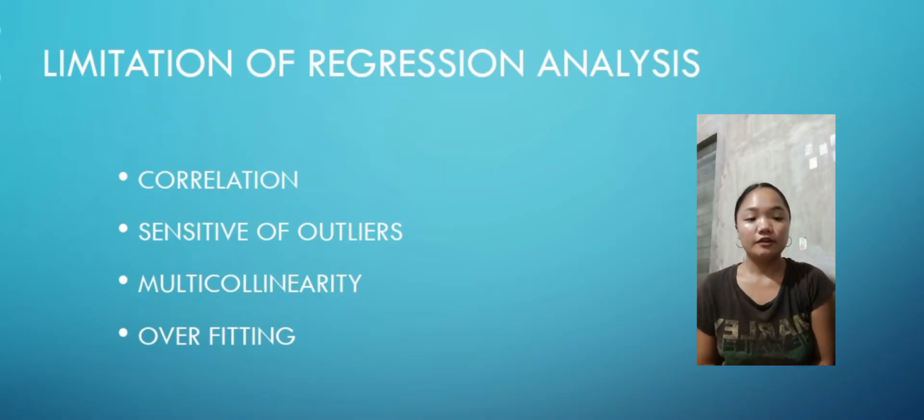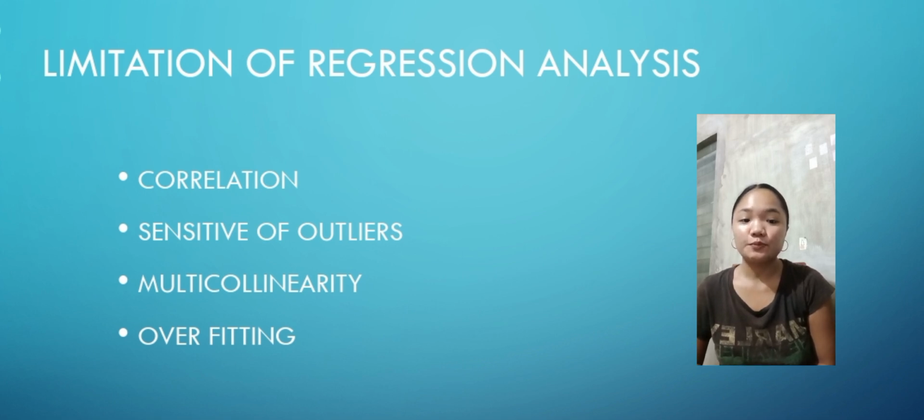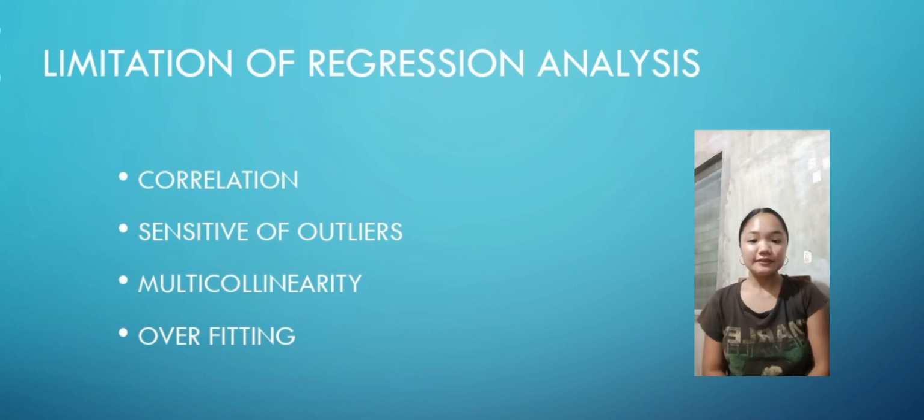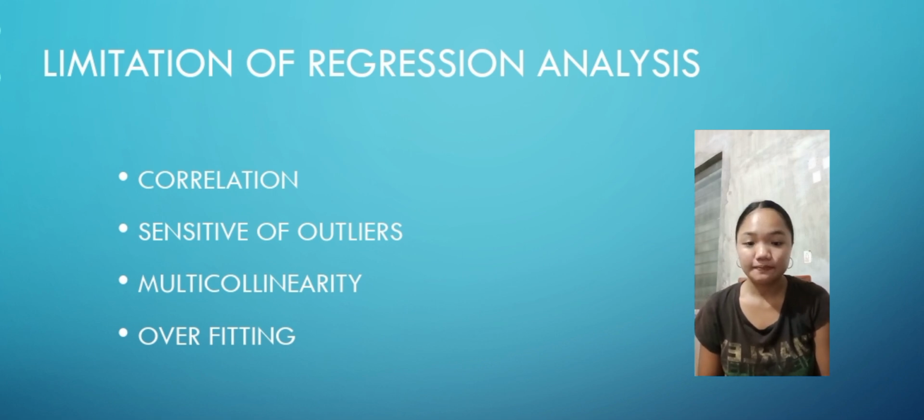Limitations of regression analysis. First is correlation. Regression can show association but cannot prove cause and effect unless supported by experimental design or strong causal reasoning. Second is sensitivity to outliers. It means extreme values can heavily affect the regression line and distort the result.